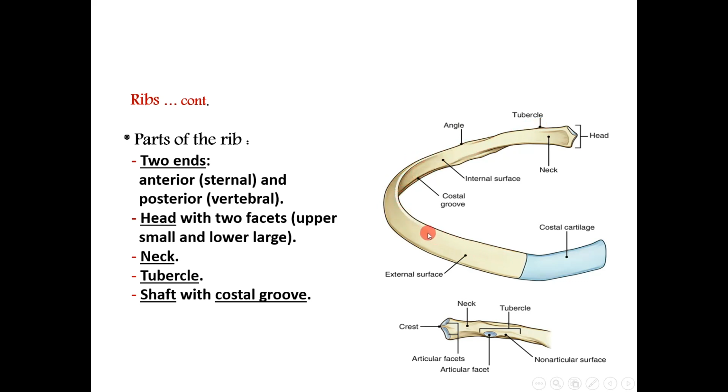of the rib, and in its lower part, the lower border of this shaft, we have the groove which is called the costal groove. Costal means related to the rib. The costal groove, this is here, this is very important, in which the neurovascular bundle that supplies the thoracic wall is present.